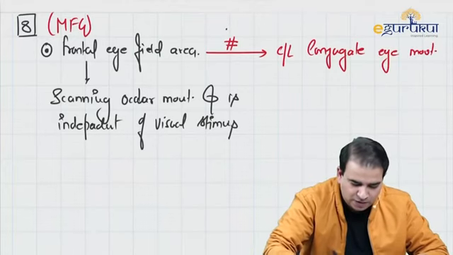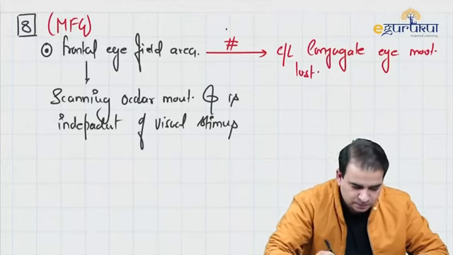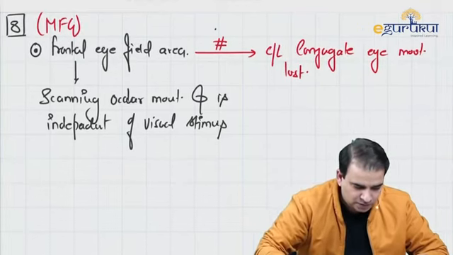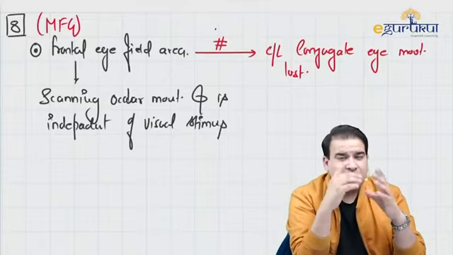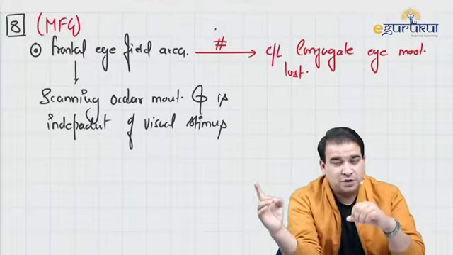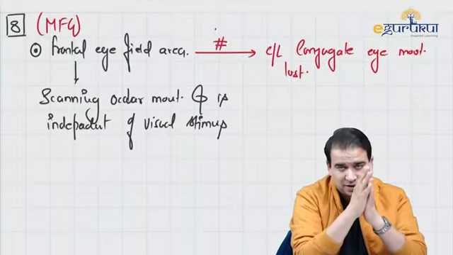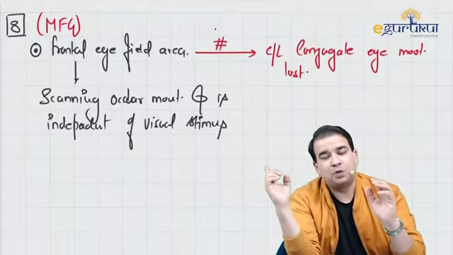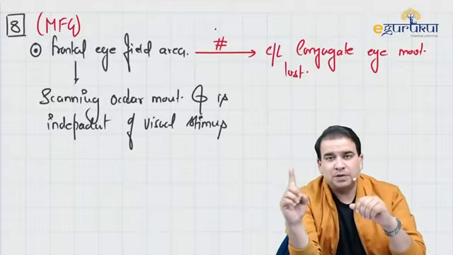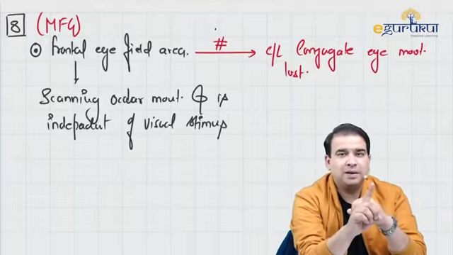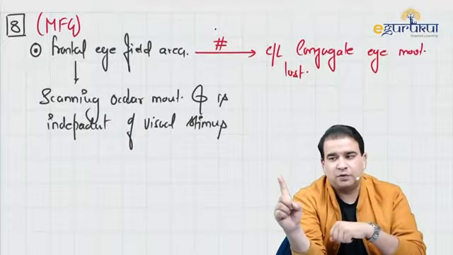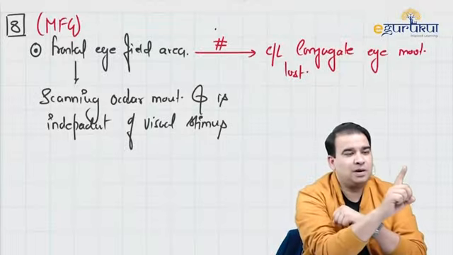Conjugate eye movement is lost, and the eye will be deviated toward the side of the lesion. Remember that also. If, let's say, the right side frontal eye field area is affected, there will be deviation of the eye toward the side of the lesion, although the pursuit movement will be normal. If you're doing this pursuit movement, you will find that it is normal.